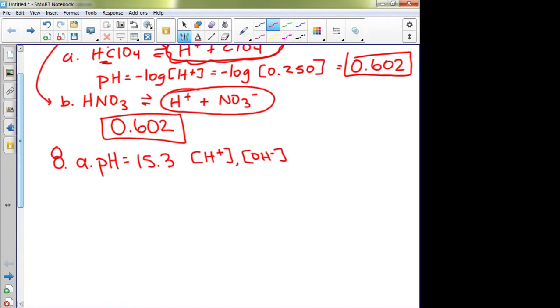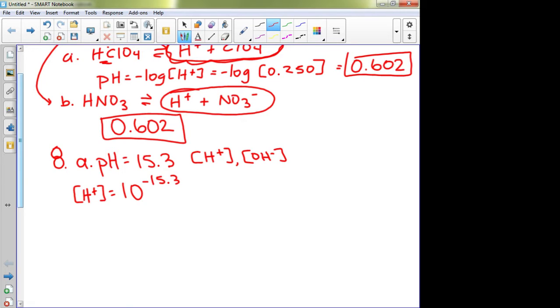Since it gave me the pH, I know I can work backwards and say the concentration of H positive is equal to, you can write out the antilog if you want to, but really it's just 10 raised to the negative pH. So the negative pH of this would be negative 15.3, right?